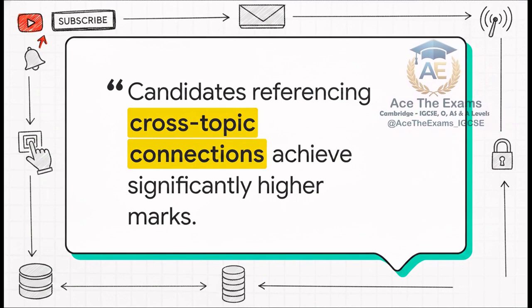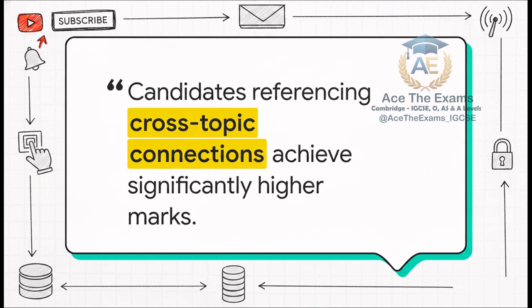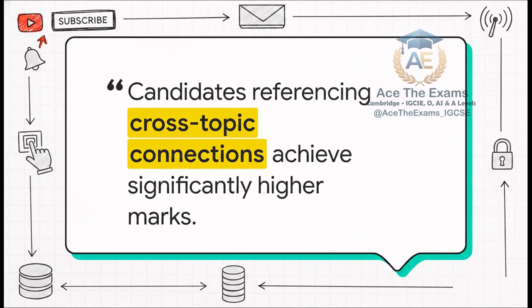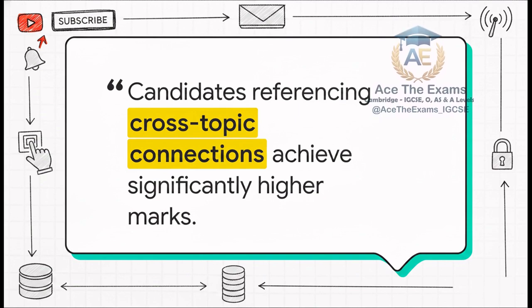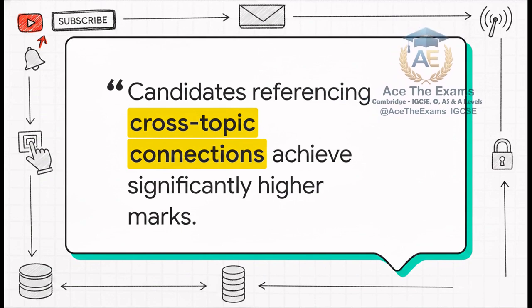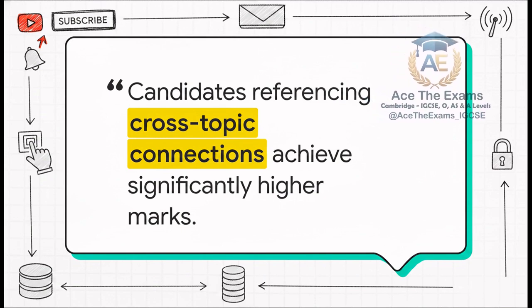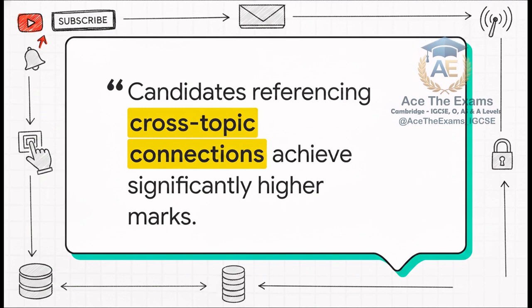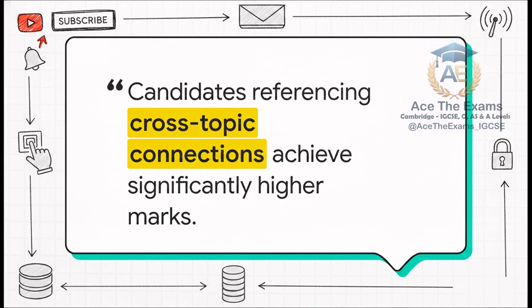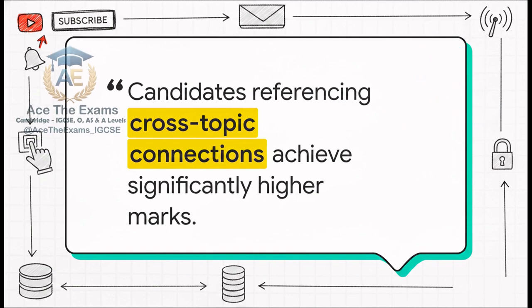You need knowledge, application, and analysis. Top-tier students hit all 3 of these domains by structuring their answers using the PEEL framework: point, evidence, explanation, and link. And I want you to pay close attention to this massive insight we pulled directly from the Cambridge Principal Examiner report. It says, "candidates referencing cross-topic connections achieve significantly higher marks." This right here, this is your secret weapon.